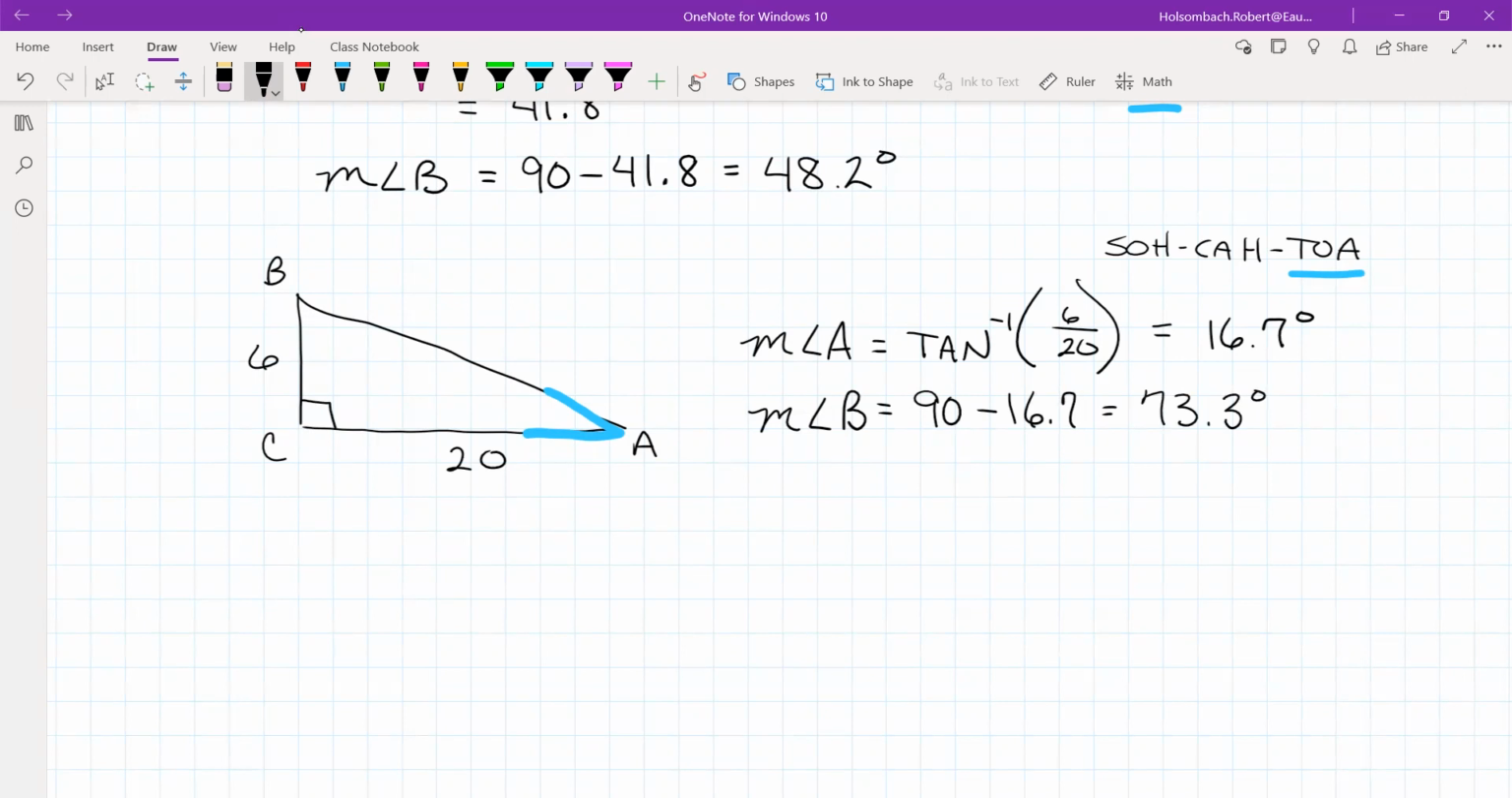Are you getting the same numbers? Wait, so what makes you tan instead of... We're using tan instead of sine because, based on the given information, we needed angle A, but we were given its opposite side and its adjacent side. Opposite and adjacent is tangent. In order to use sine, we need the opposite side and the hypotenuse. And in order to use cosine, we need the adjacent side and the hypotenuse. So the given information is what tells you which of the ratios to use.